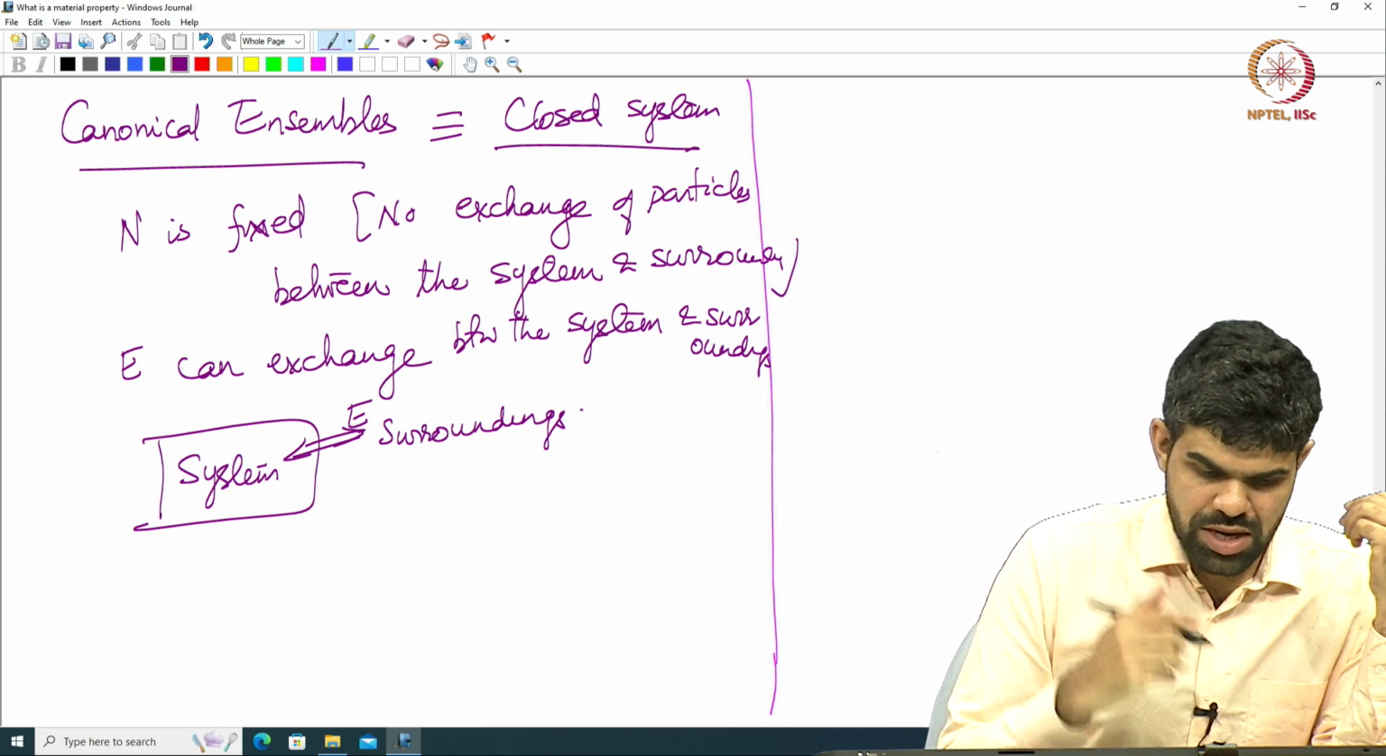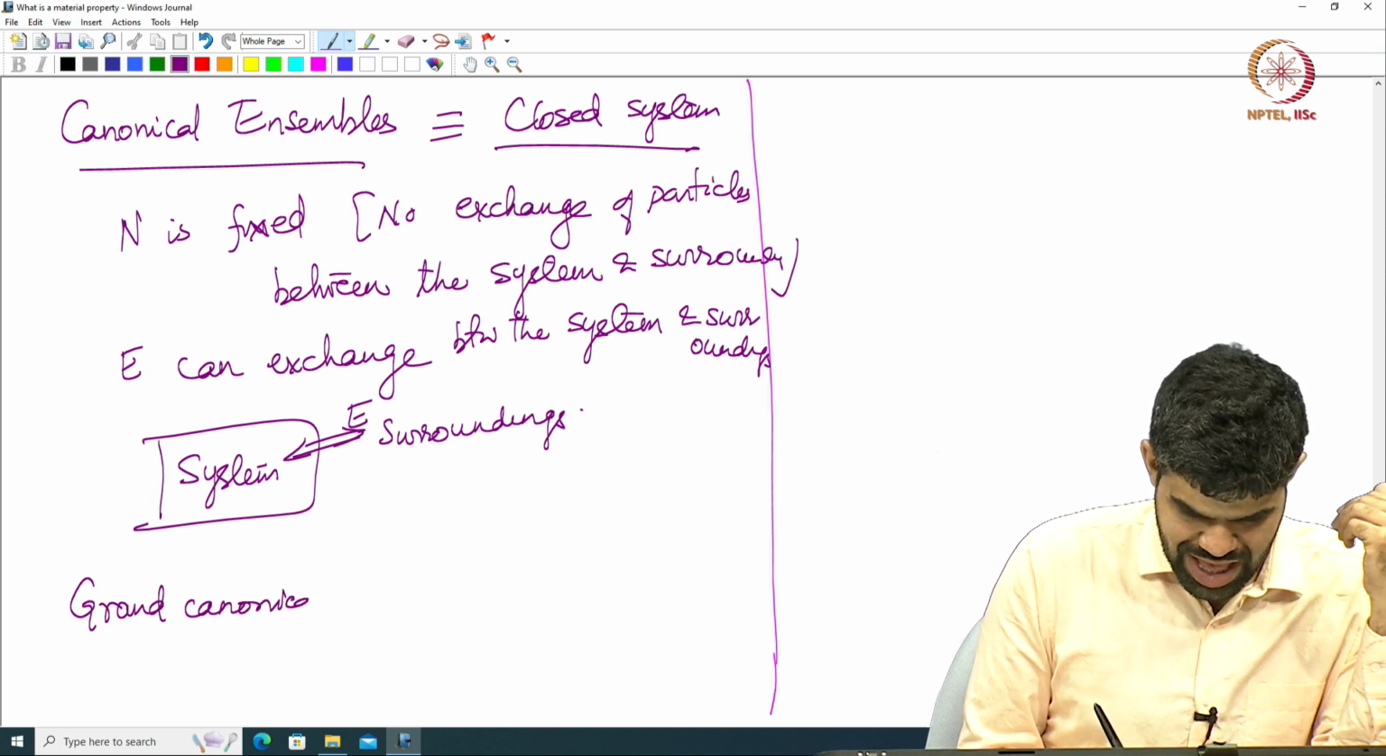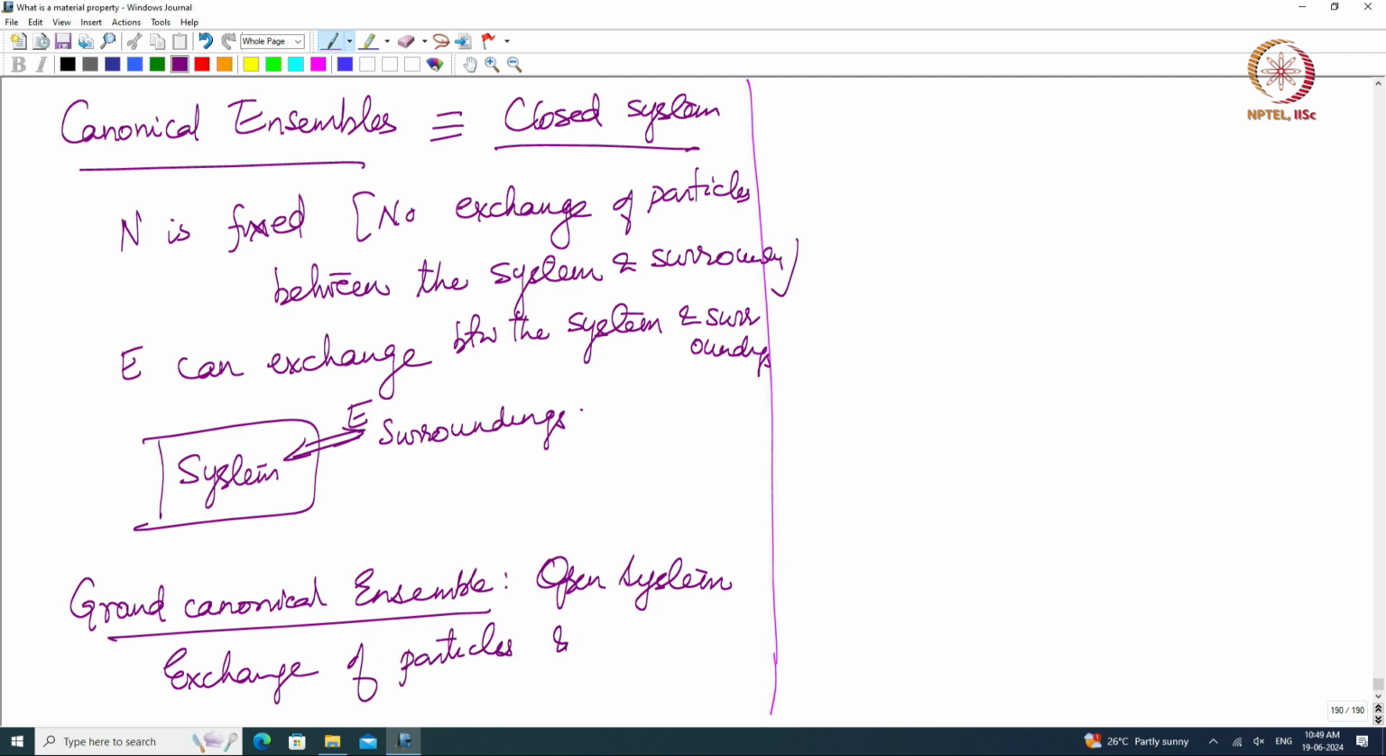Okay. Now, you also have what is called grand canonical ensemble. Okay, we are not going to talk about grand canonical ensembles here, but this is equivalent to what is called an open system, where exchange of particles and energy between system and surrounding is allowed, right. So, these are what are called open systems, right.